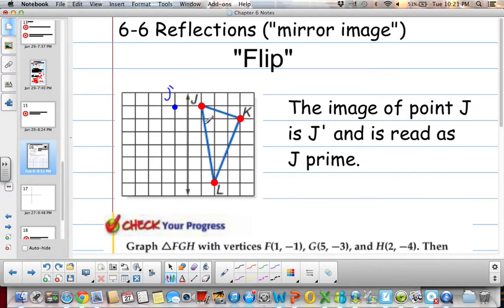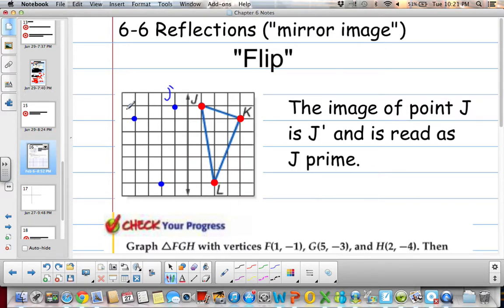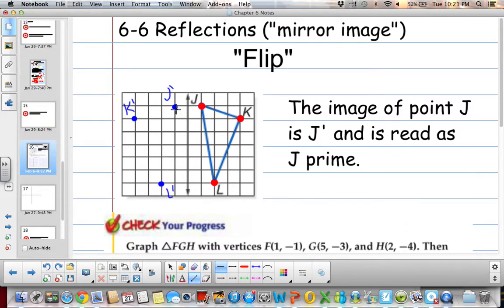So then we have K. So we're going to look at our image, and we can see that K is 1, 2, 3, 4 over to the right. So then we go 1, 2, 3, 4 to the left. And then we have L, so it's 2 over to the right and then 2 over to the left. So then let's write this. We have K prime, and then we have L prime, and then we're going to draw our lines. So we are going to make our triangle.